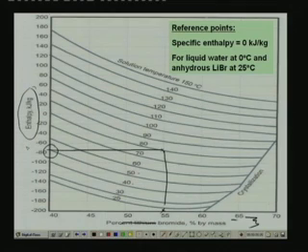Okay, remember that specific enthalpy and internal energy and entropy do not have absolute values, or at least the enthalpy and internal energy do not have absolute values. So we have to define some reference points. This particular chart is for reference points like this. The specific enthalpy is taken as 0 kilojoule per kg for liquid water at 0 degree centigrade and for anhydrous lithium bromide at 25 degree centigrade. That means taking the specific enthalpy of liquid water as 0 kilojoule per kg at 0 degrees and anhydrous lithium bromide 0 kilojoule per kg at 25 degree centigrade, this particular chart is drawn.